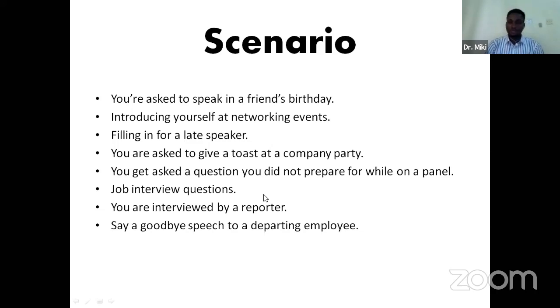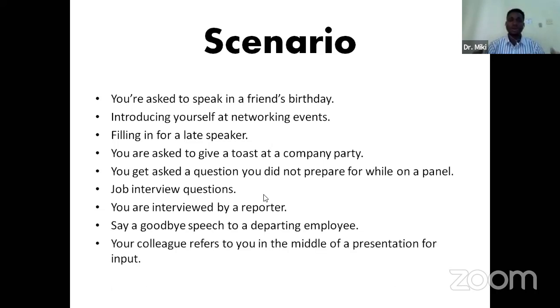And then sometimes it's your colleague that refers to you in the middle of a presentation for your input. So let's say your company is having a meeting, a workshop, or something, and then all of a sudden somebody points at you and says, "Hey, you know what happened? What can you say with regard to that?" Without preparation, you have to think of what to say, and you have to think of it in the spur of the moment, and you have to deliver.